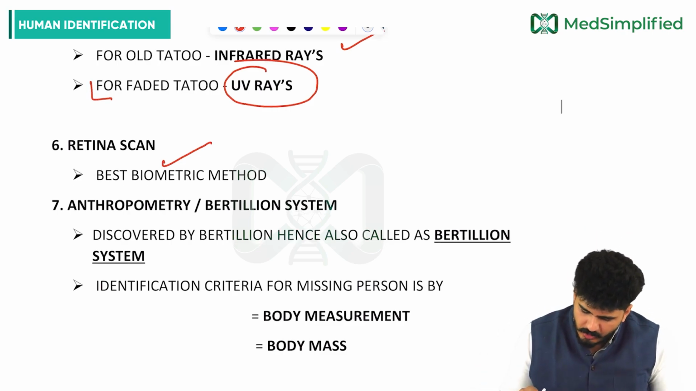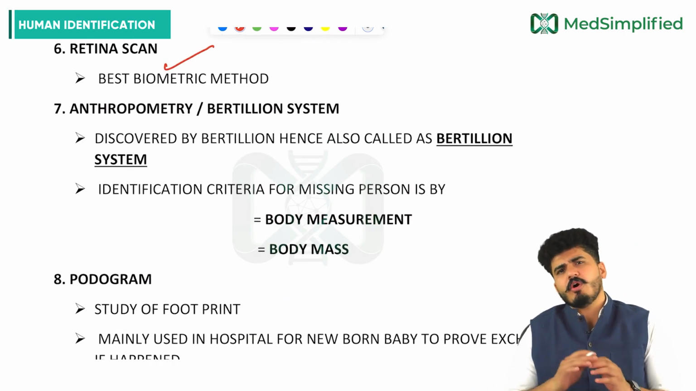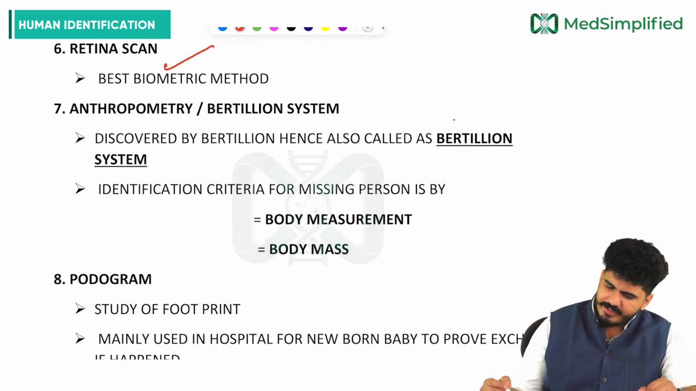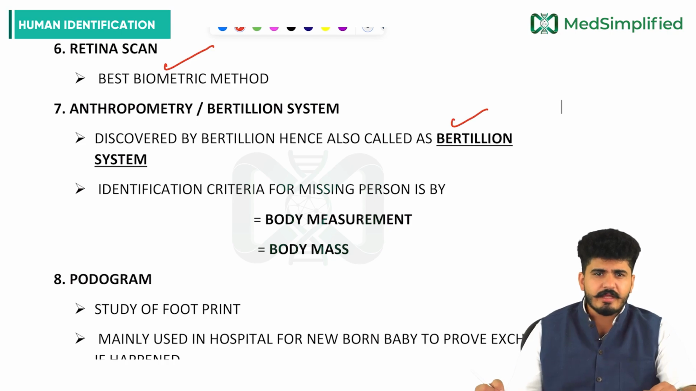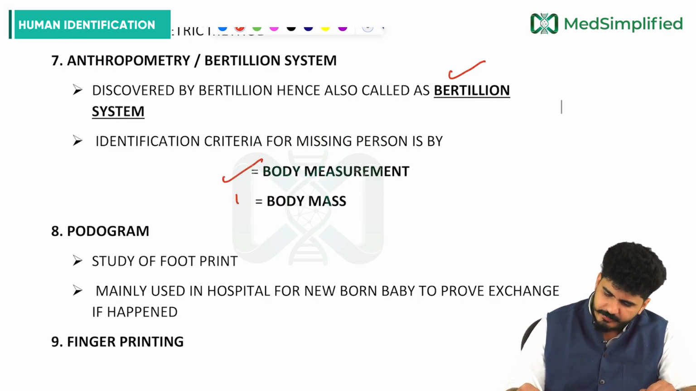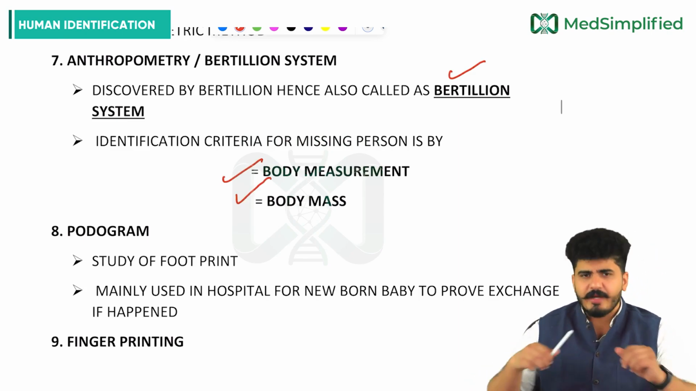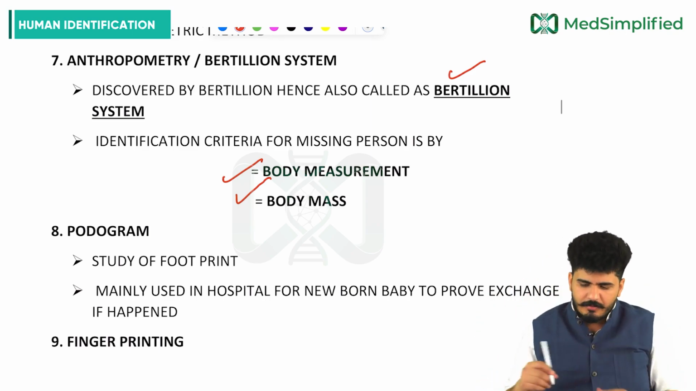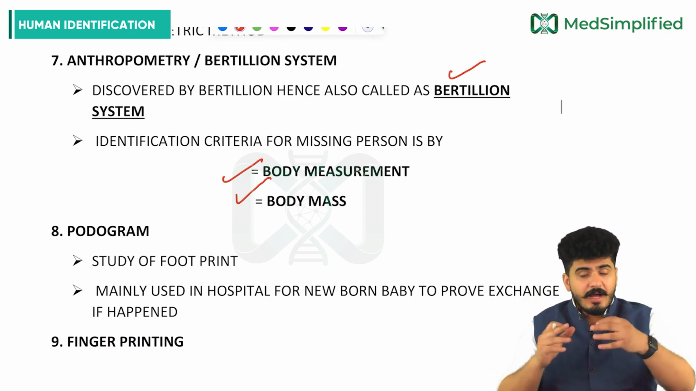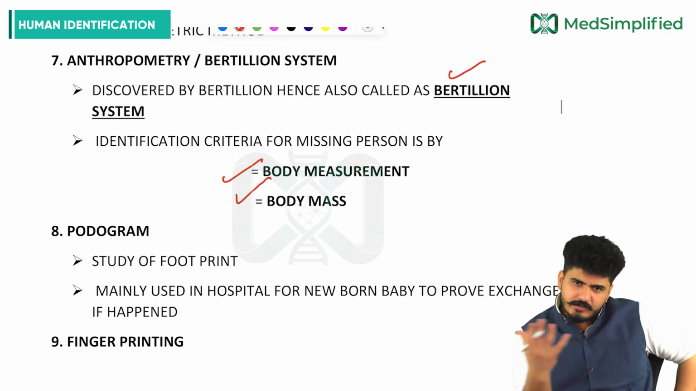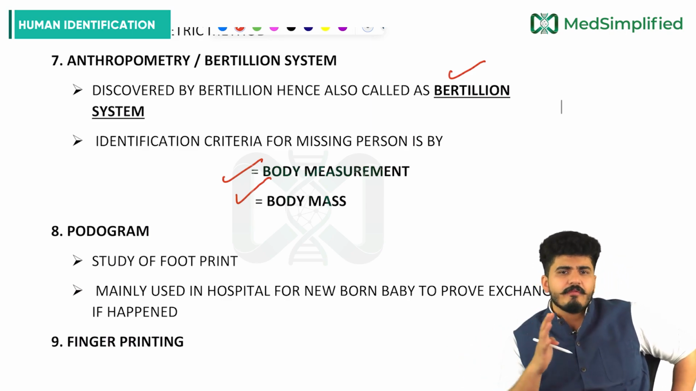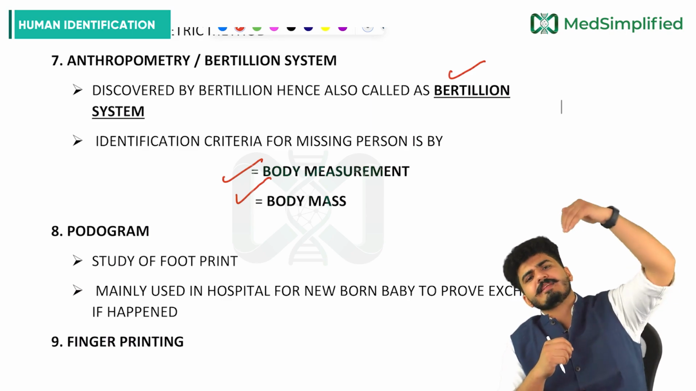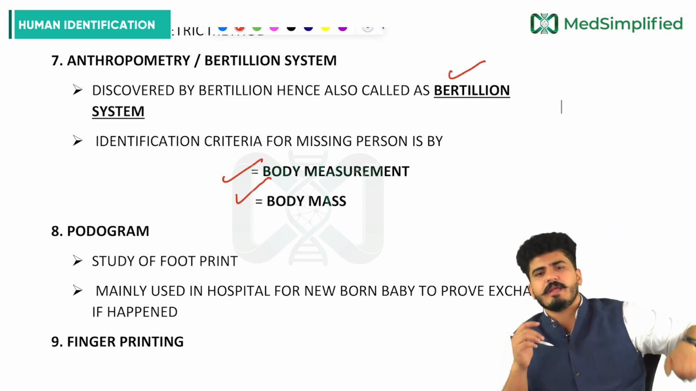Now, anthropometry or the Bertillon system. Anthropometry or the Bertillon system we talk about, discovered by Bertillon, hence called the Bertillon system. Identification criteria for the missing person by the body measurement and the mass. So, anthropometry: body measurement, all the structures of the body, height, weight, etc., mass, how thick the body was. These are all the measuring criteria we are using for anthropometry, which was introduced by Bertillon, and the system is called the Bertillon system, my dear friends.